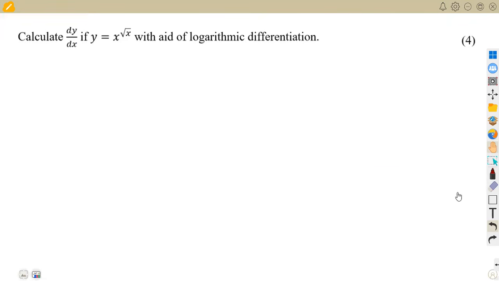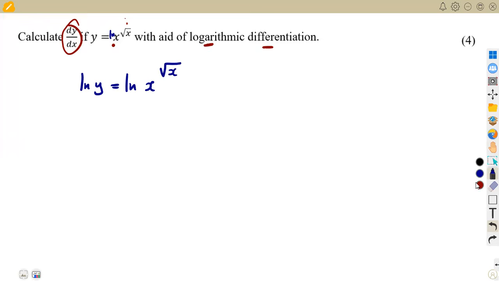All right, we have another question again of the same part. Y is equal to x to the square root of x, which is your f of x, your g of x, with the aid of logarithmic differentiation. Calculate dy/dx. All right, so we are back again. Introduce ln as we said before. So that is going to be ln y is equal to ln x to the exponent of the square root of x.